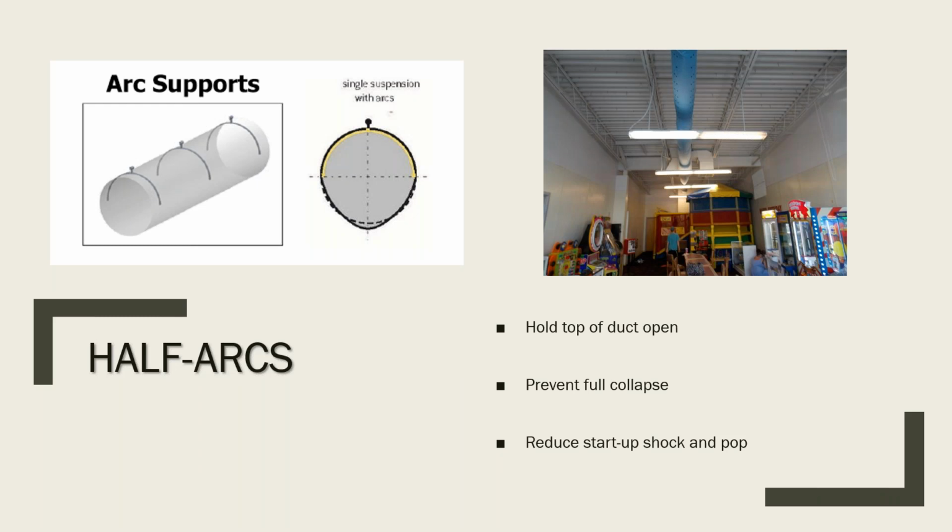So one of the most economical ways to correct that is to use arcs. The half arc supports are just placed at the top half of the inside of the fabric duct. It holds the duct round, but not completely. As you can see in that diagram, it looks kind of like an upside down egg. And that can cause a problem. If there's no soft start or VFD on the unit, there will still be a popping sound at startup. It won't be as loud as it would be if you don't have any supports, but it will still be a loud popping sound that can be pretty startling.